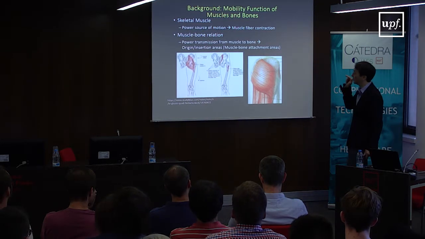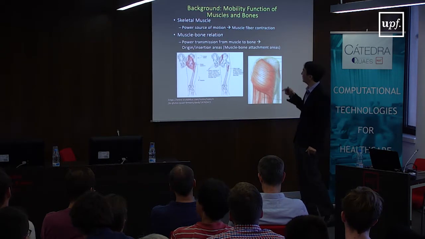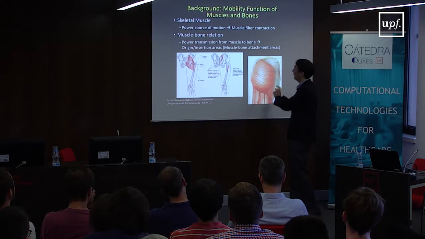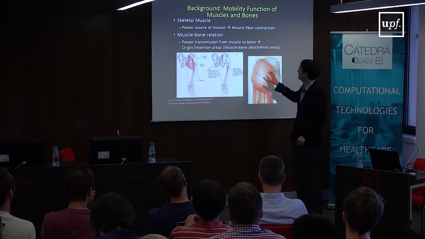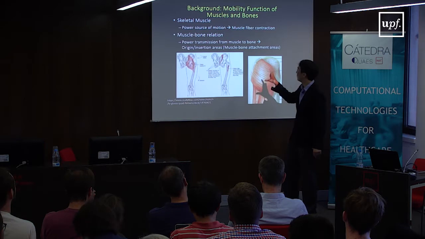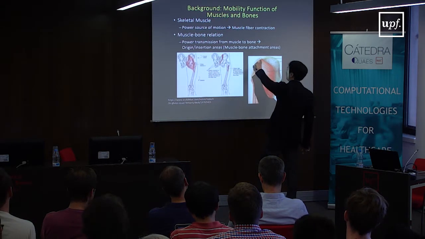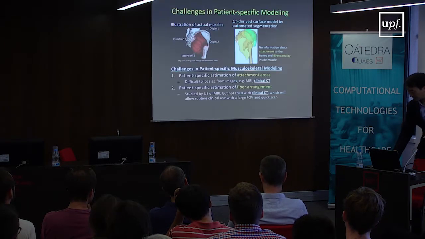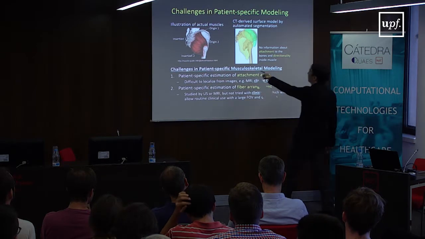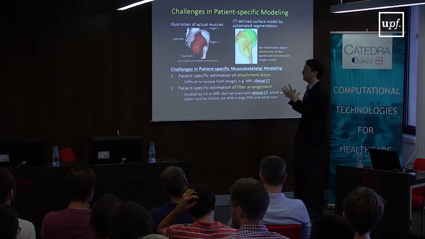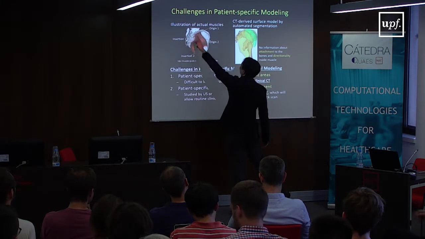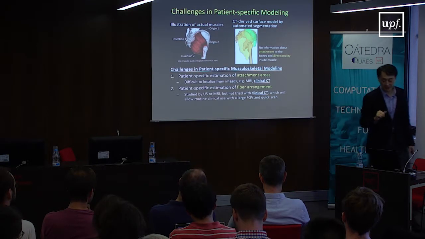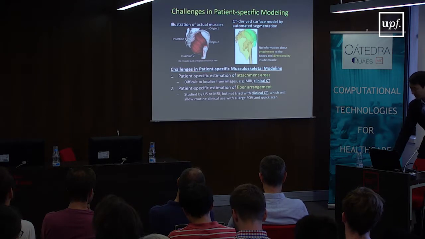A quick recap about skeletal muscle. Skeletal muscle is the power source of motion, which originates from the contraction of each fiber. The important functionality is, of course, transmitting the force. So the important aspect is the attachment area where the muscle attaches to the bone. That's what we want to know as precisely as possible. The muscle shape alone is not enough. We want to know this attachment and directionality, specifically the muscle fiber structure. That's what we want to model patient-specifically.